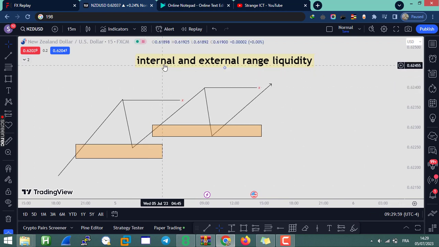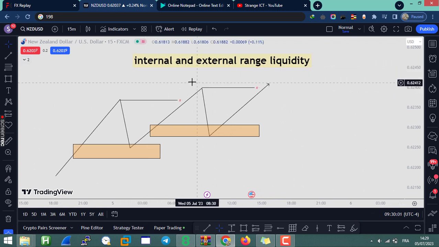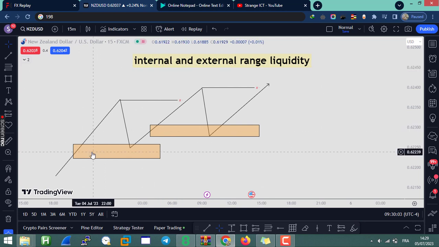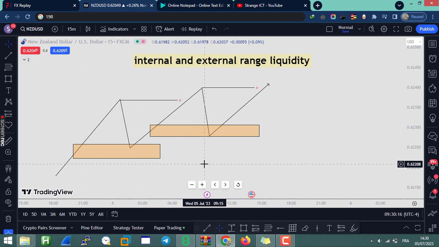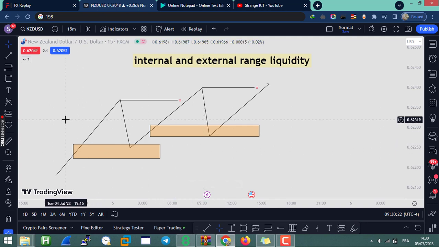So this is internal and external range liquidity. Basically, internal range liquidity is fair value gaps. Keep in mind, internal range liquidity are fair value gaps. External range liquidity are these swings right here. So swing is called external range liquidity. Now the market will only seek liquidity or balance and imbalance. All right, keep this in mind. The market will only do two things. It will either seek for liquidity or a balance and imbalance.